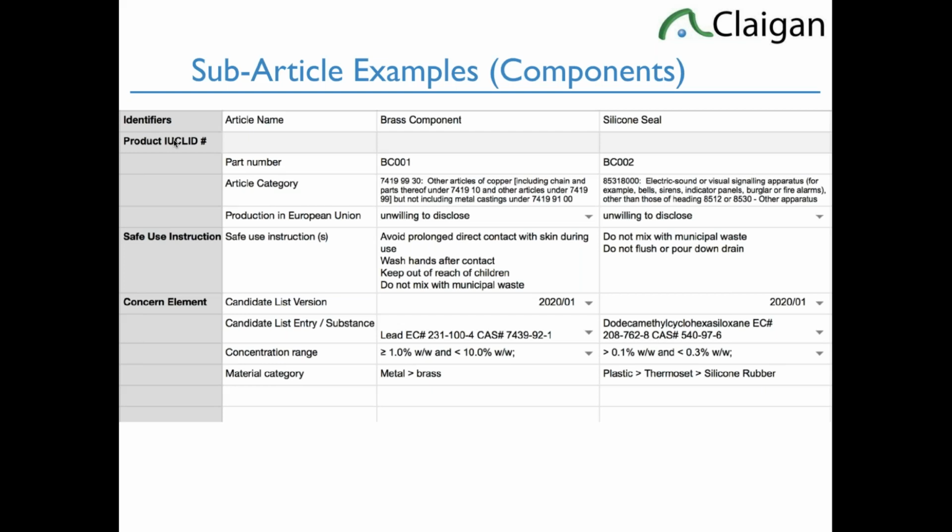The silicone steel is different because of siloxane D6, dodecamethylcyclohexasiloxane, which just rolls off the tongue.